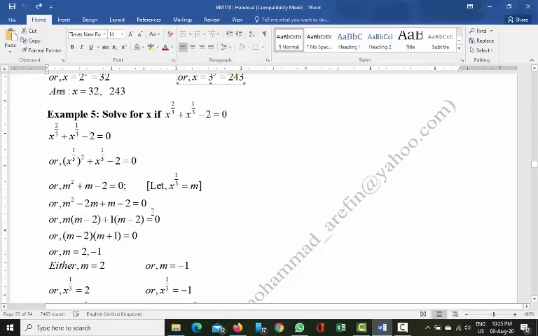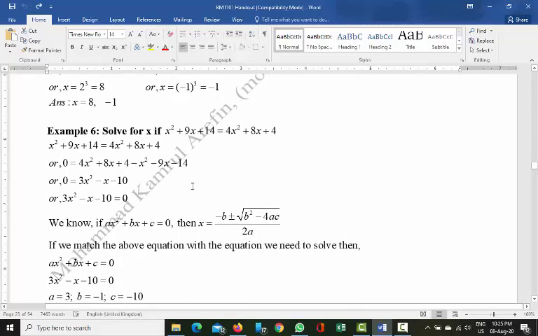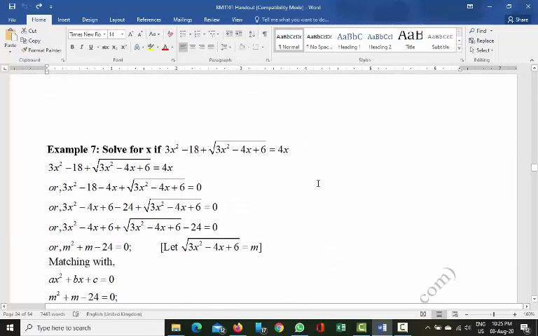Right. So this way you can solve question number 5, example 5 also. Example 6 also is very easy. You can solve it at your home. Right. Example 7. Let us solve example 7.